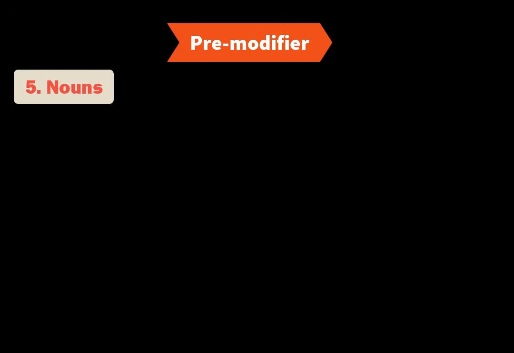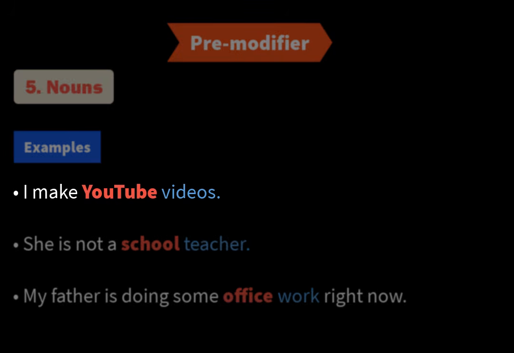Now, the next type of a pre-modifier we have is a noun. Now, you guys will ask me, how can a noun work as an adjective? It can, my friend. Let me show you how it can. So, I make YouTube videos, you guys know, right? Oh, wait, what kind of videos do I make? I make YouTube videos. So, YouTube is a noun basically, but it is modifying the word videos because it is giving information about the noun videos. What kind of videos do I make? I make YouTube videos, all right? So, YouTube is a noun basically, but here it's working as an adjective, modifying the noun videos.